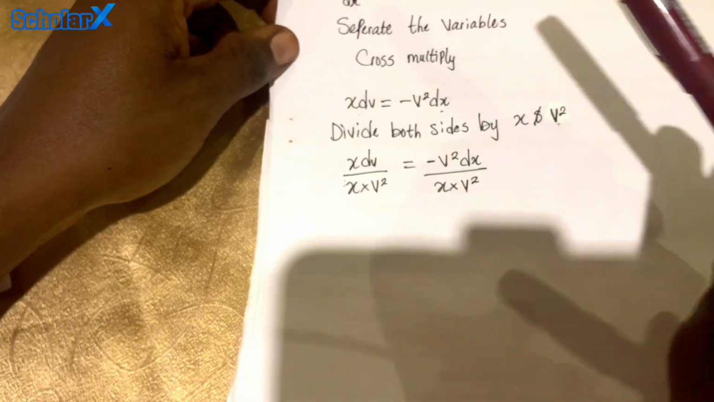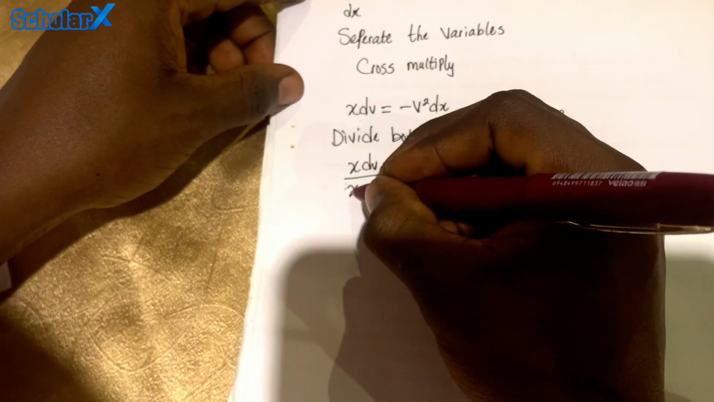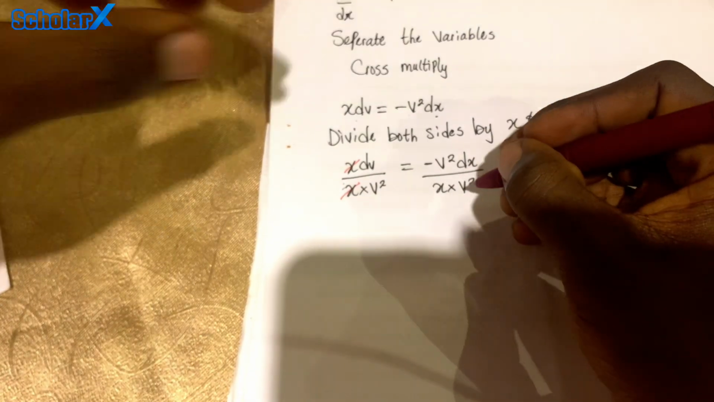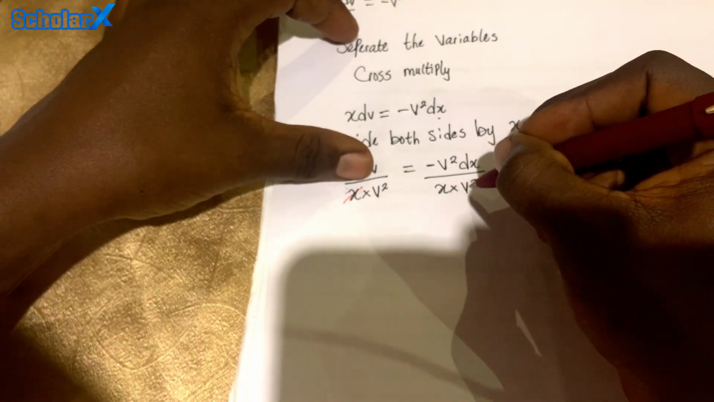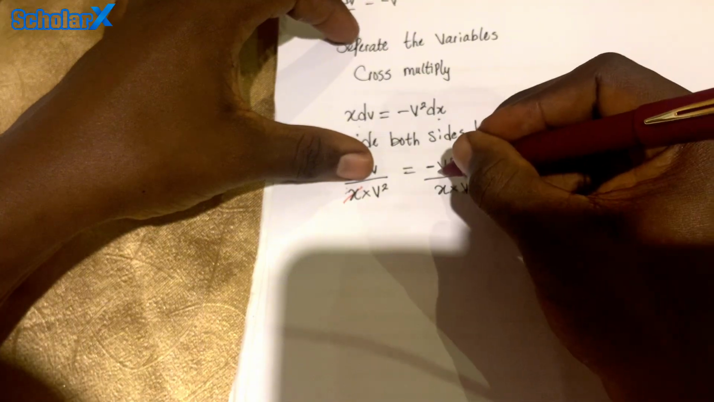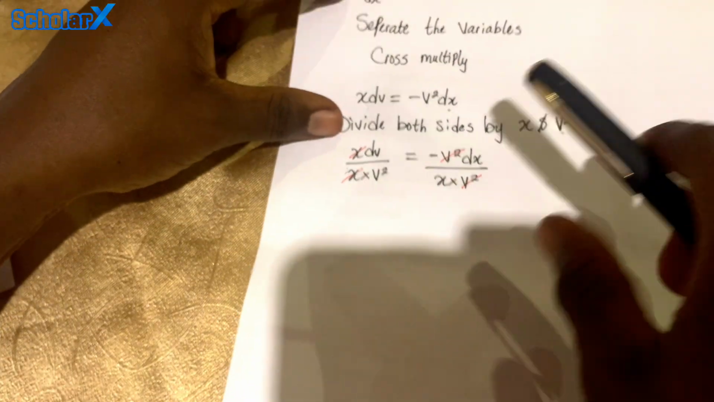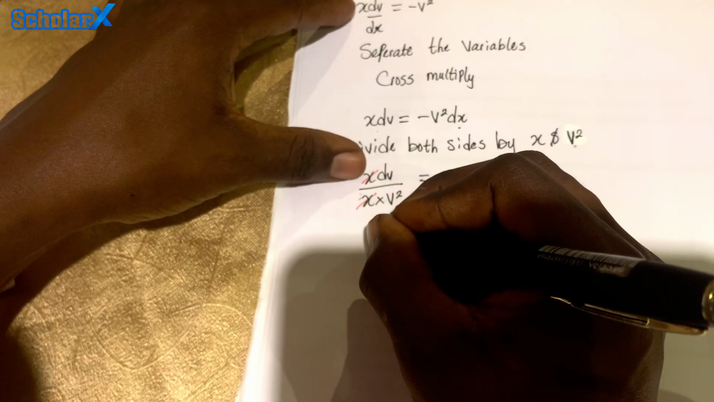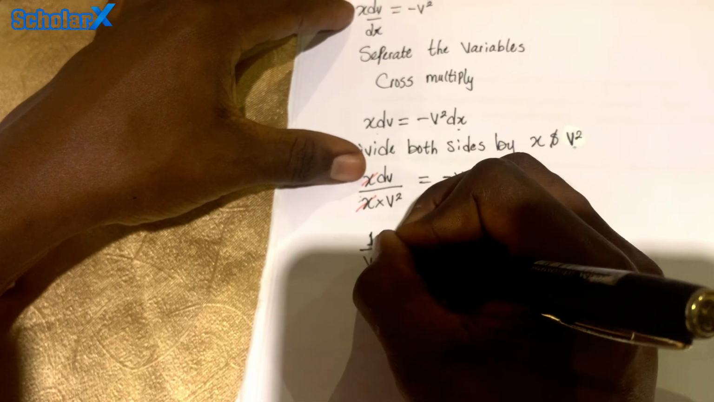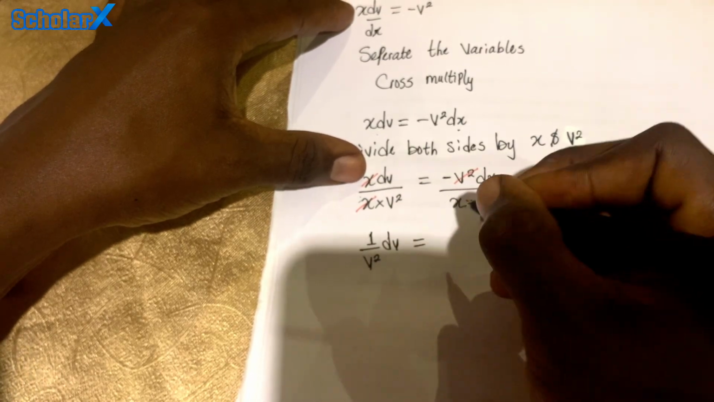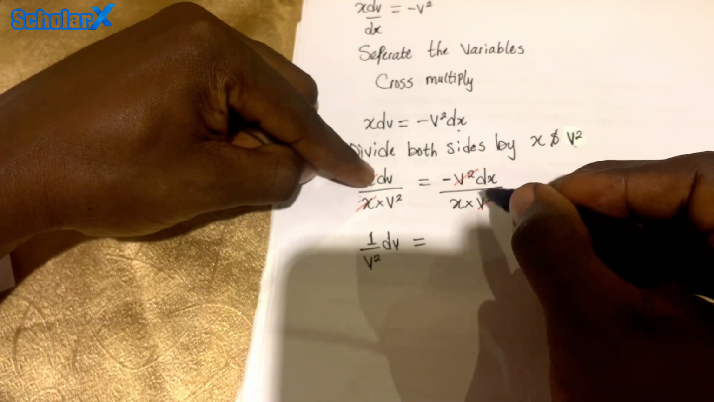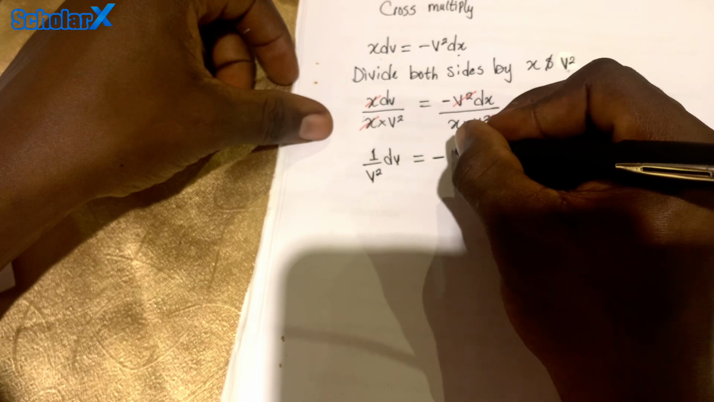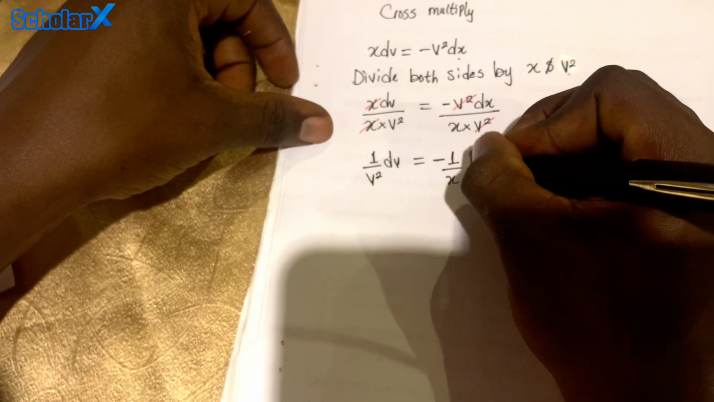So now you're going to notice that x eliminates x here, and v squared eliminates v squared here. So you're going to be left with dv over v squared, which you can also write as 1 over v squared dv, is equal to minus dx over x, which you can also write as minus 1 over x dx.